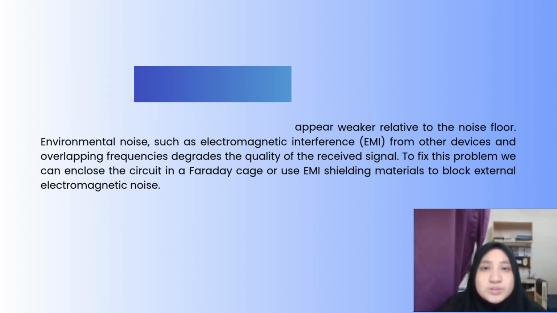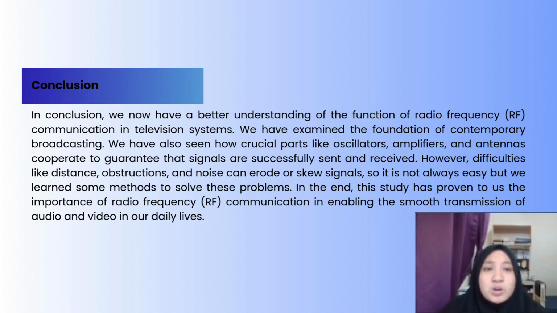internal electromagnetic noise. In conclusion, we now have a better understanding of the function of radio frequency communication in television systems. We have examined the foundation of contemporary broadcasting. We have also seen how crucial parts like oscillator, amplifier, and antenna cooperate to guarantee that signals are successfully sent and received. However, difficulties like distance, obstruction, and noise can erode or skew signals. So, it is not always easy, but we learn some methods to solve these problems. In the end, the study has proven to us the importance of radio frequency communication in enabling smooth transmission of audio and video in our daily life.